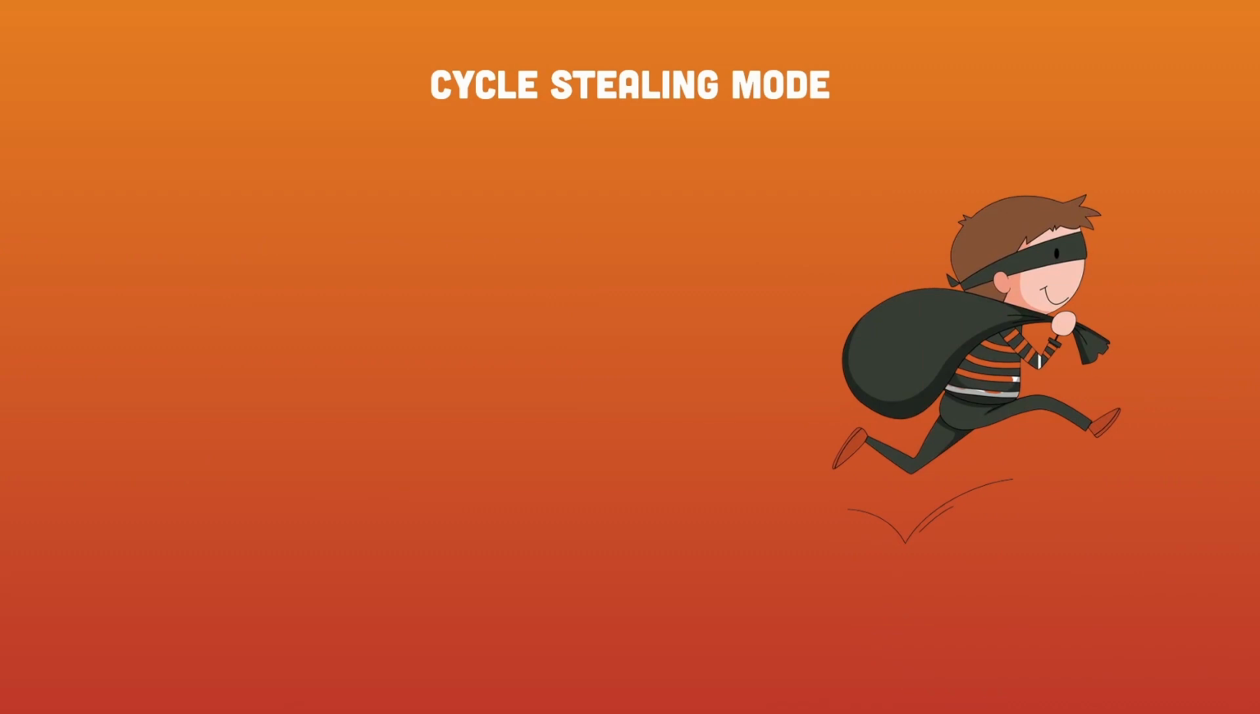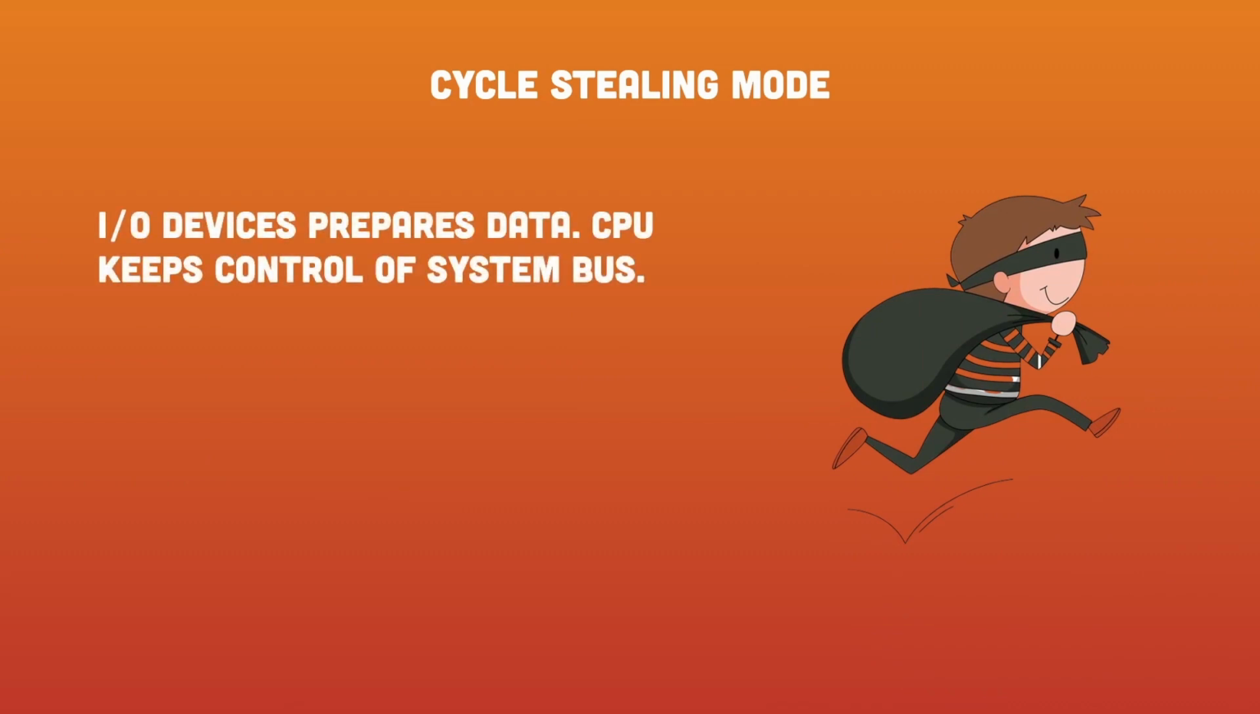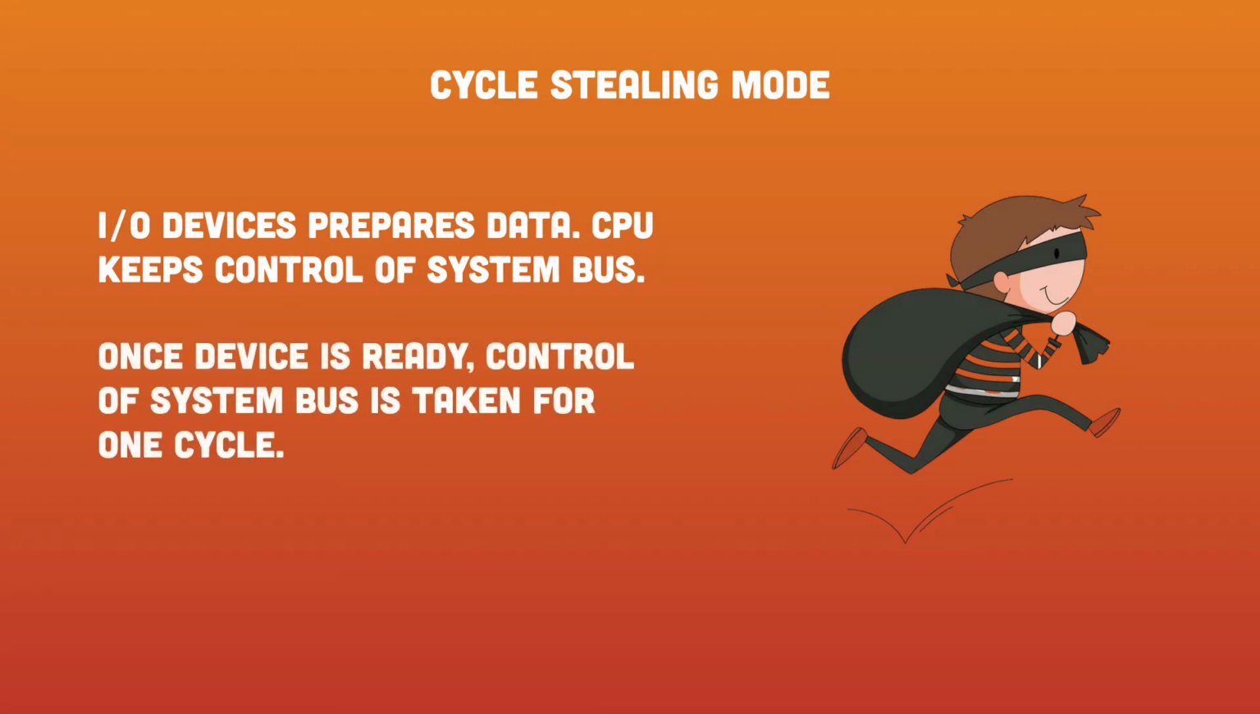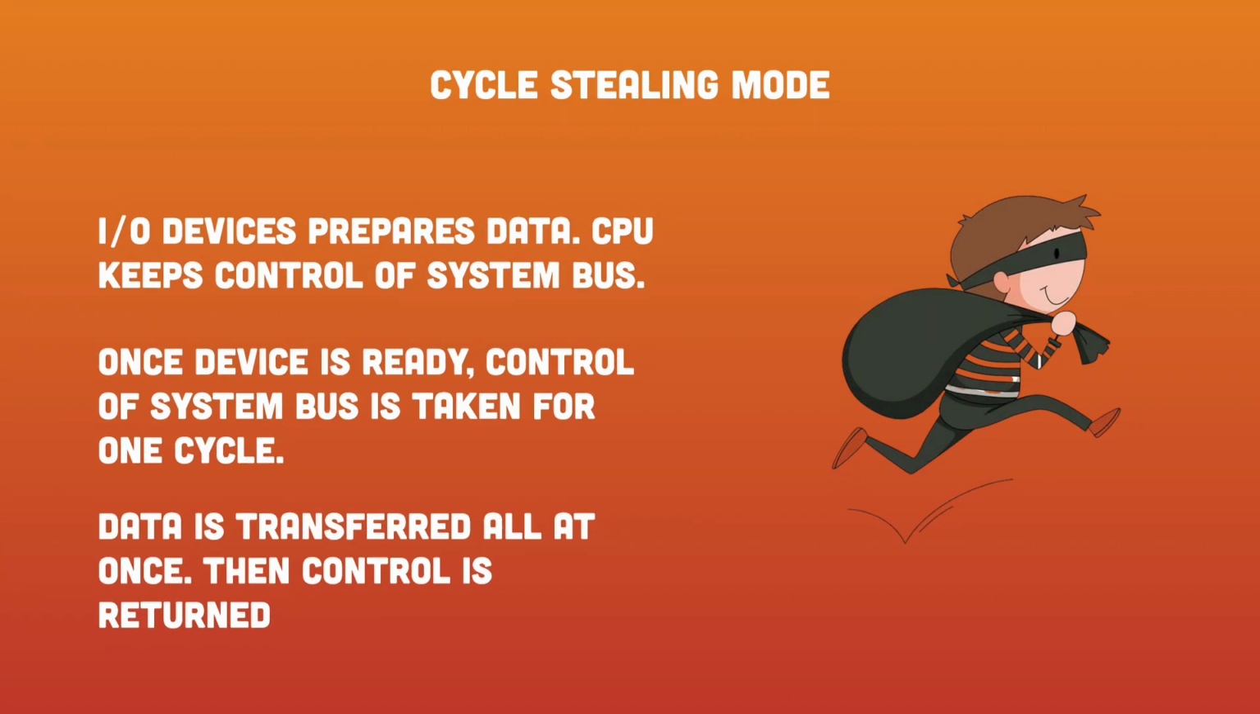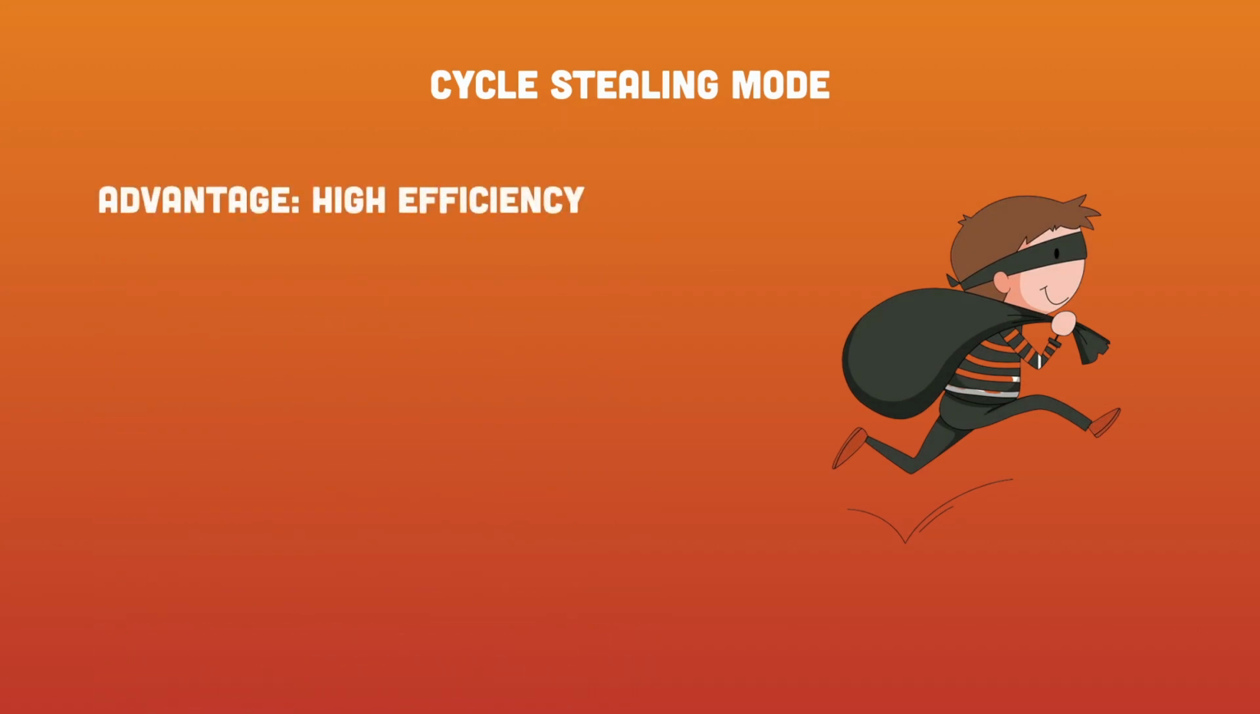Cycle stealing mode. In this, a slow I/O device will take some time to prepare data, and within that time, the CPU keeps the control of the buses. Once the data or the word is ready, the CPU gives back control of the system buses to the DMAC for one cycle, in which the prepared word is transferred to memory. The advantage is that it is most efficient for the CPU, but the disadvantage is that the rate of DMA transfer is very less.